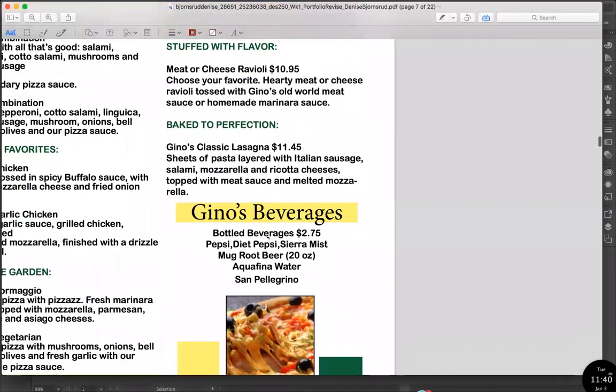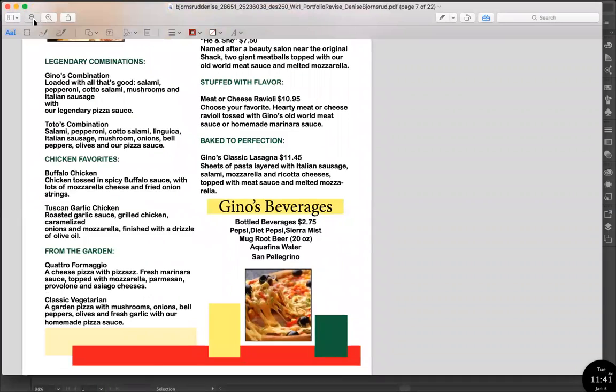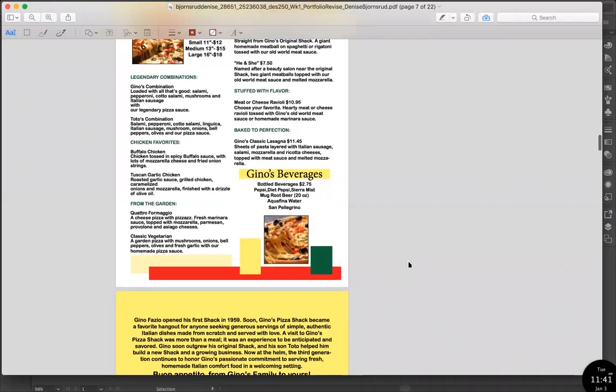And then look, the line spacing of these beverages: the San Pellegrino seems like it's got more space between it and Aquafina than the other lines have, so make sure those are consistent. And these items again are the actual description, bottled beverages, and the price is kind of the title for that. So I'd make sure that had the same contrast that we talked about doing with the other ones.